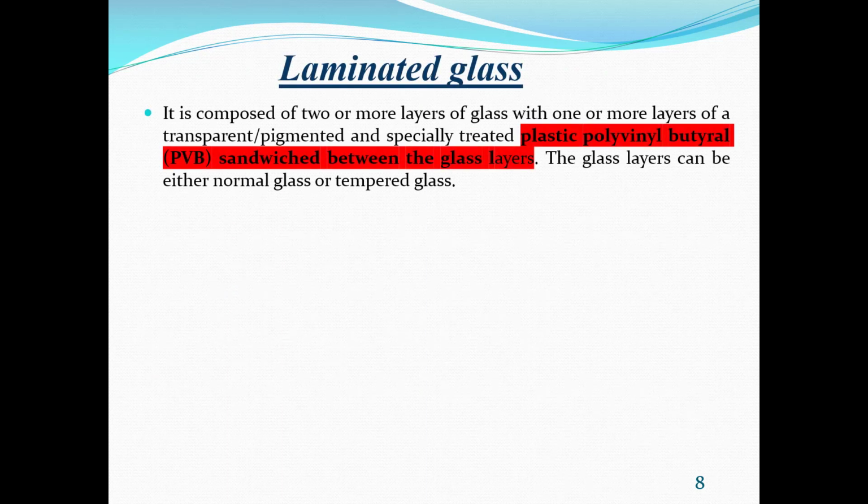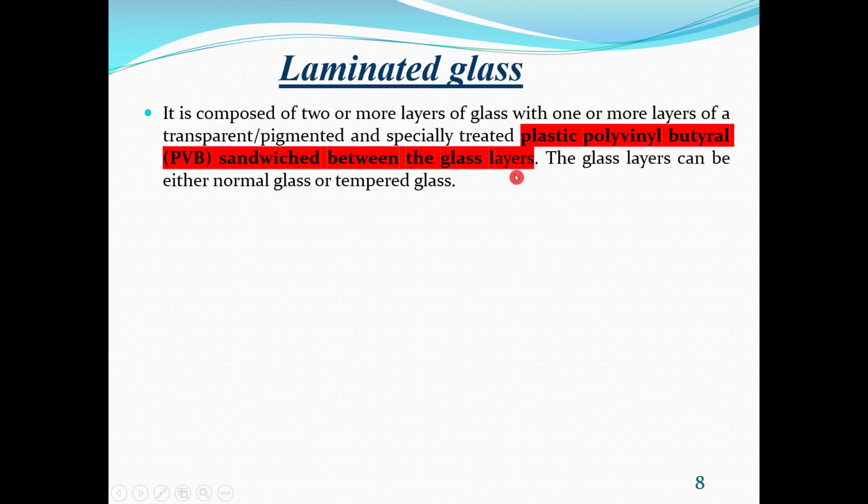Another type of glass is the laminated glass. Lamination means there are more layers of glass. Two or more glasses are combined, and a thin layer of another material is placed in between the layers. So we will see the definition. It is composed of two or more layers of glass with one or more layers of a transparent or specially treated plastic, polyvinyl butyral, sandwiched between the glass layers.